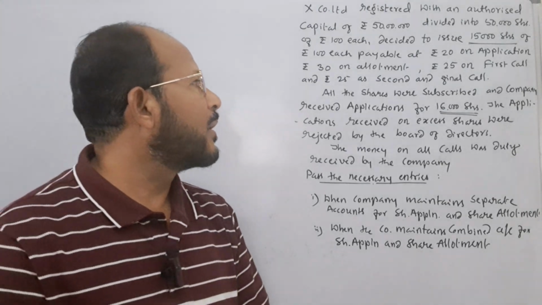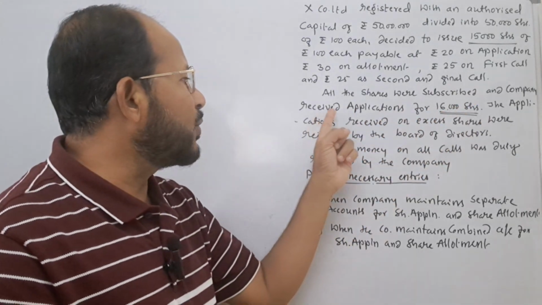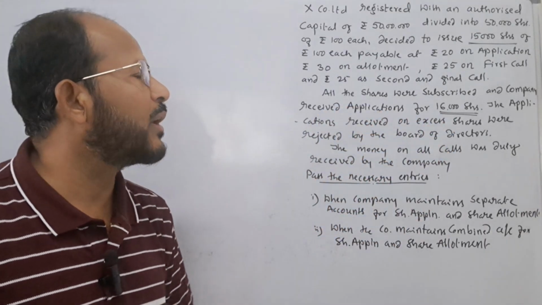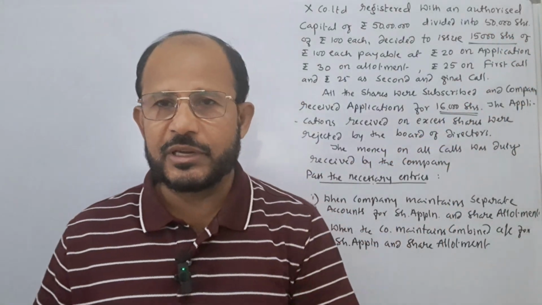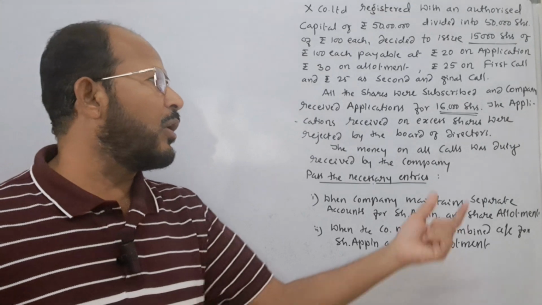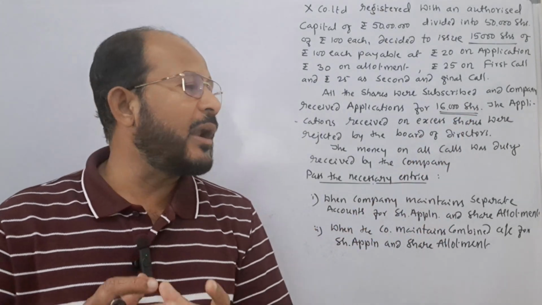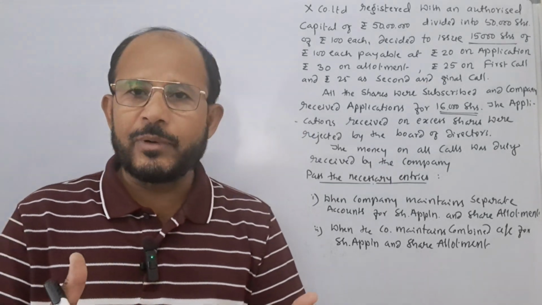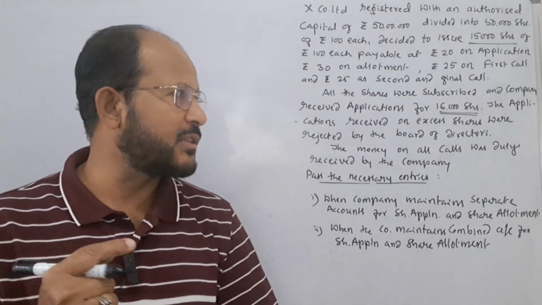All the shares were subscribed for and the company received applications for 16,000 shares. See, this is very important here. The company's plan is to sell only 15,000 shares, but it has got applications for 16,000 shares. It means demand for the company's shares is there in the market. But here excess applications are collected by the company for 1,000 shares.